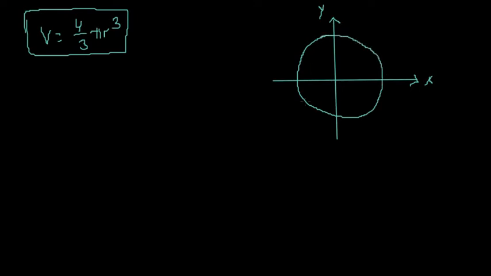So let's say this is our circle, and there's a radius r, and actually I drew it in a more beautiful way. Yeah, so this is our circle with radius r.